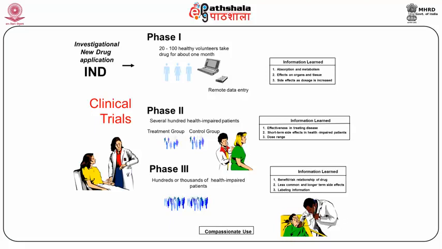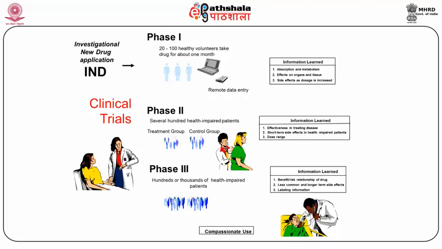After passing phase 1, a molecule enters into the phase 2 trial, where we have several hundred health-impaired patients, and they are divided into a treatment group as well as a control group. And the same drug molecule or the same prodrug candidate is being administered to the treatment group as well as the control group to collect information like the effectiveness in treating the disease, short-term side effects in health-impaired patients, as well as what should be the dose range.